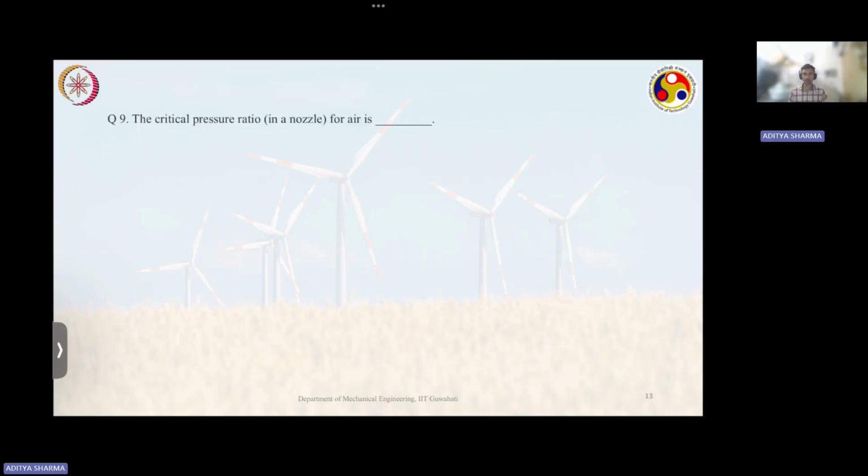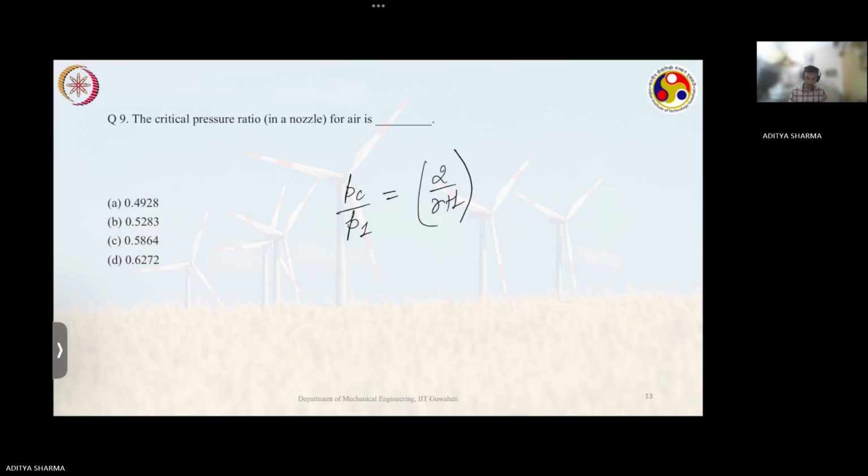So moving on to the next question. The critical pressure ratio in a nozzle for air, PC by P1, where 1 is inlet, is 2 by gamma plus 1 raised to the power gamma by gamma minus 1. For air, gamma is 1.4.